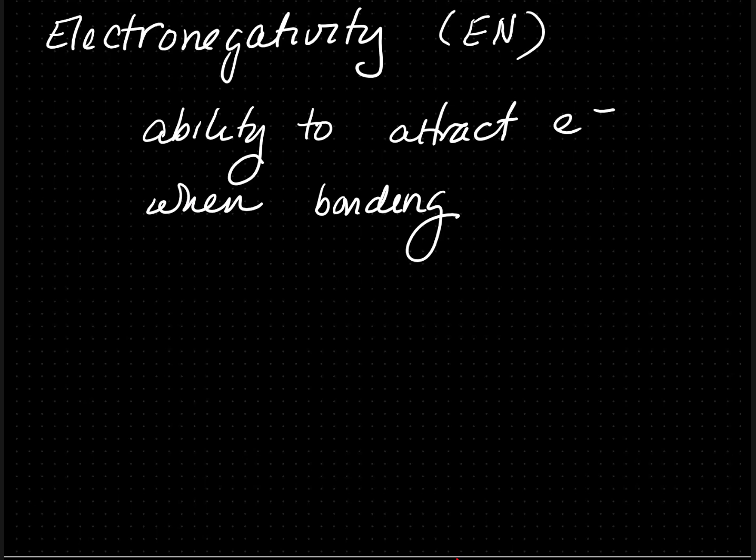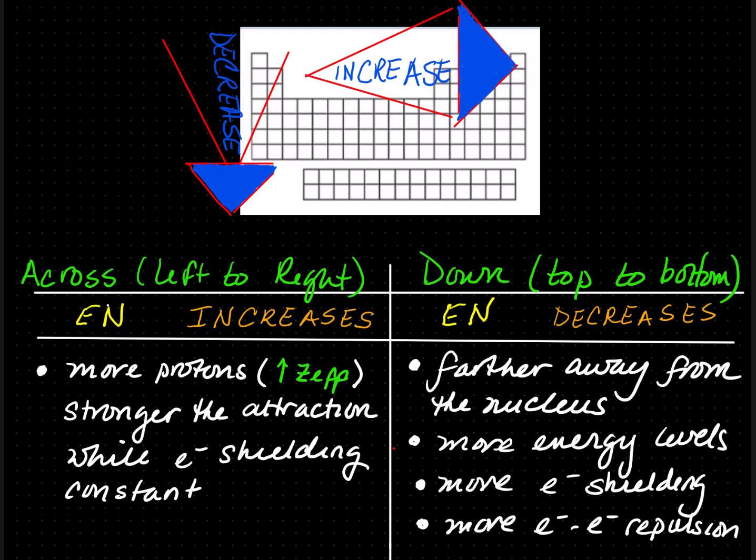Electronegativity is the ability to attract electrons when bonding. The trend is the same as ionization energy and electron affinity. As I go across from left to right, electronegativity increases because there are more protons, so a stronger attraction, while electron shielding remains constant. So there's an increase in effective nuclear charge.